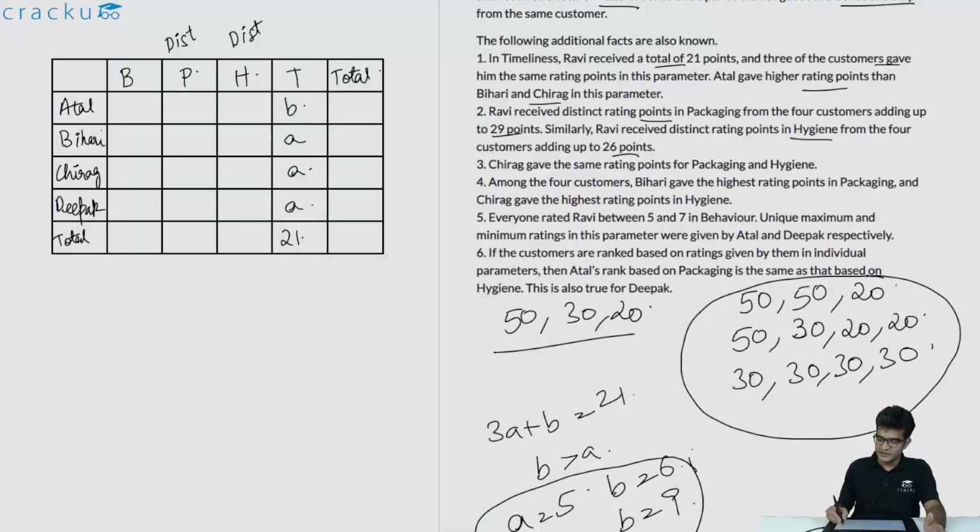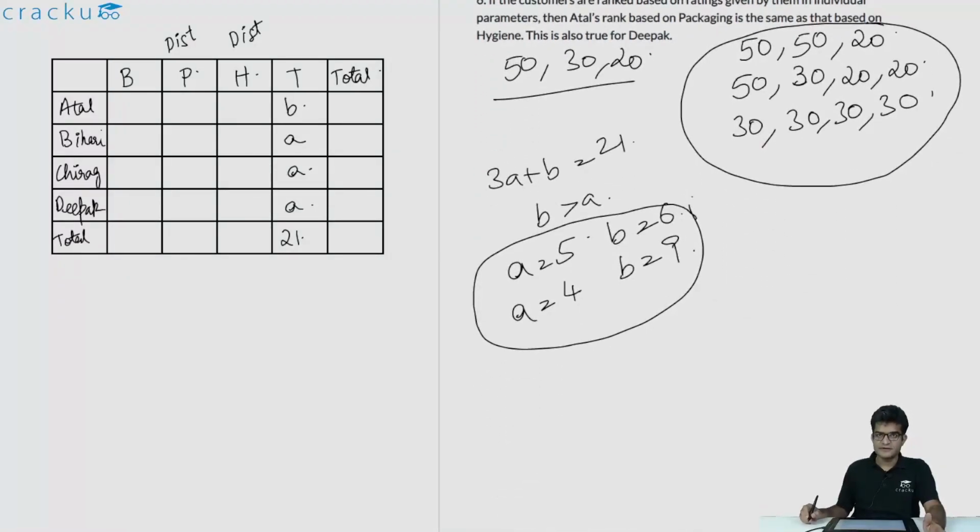If you think about it, you have 4 parameters which are all unique and they have to be less than or equal to 9. So what is the maximum possible total that somebody can get using distinct ratings? That would be if he got 9 in one, 8 in another, 7 in the third and 6 in the fourth. And what is 9 plus 8 plus 7 plus 6? This is equal to 30.